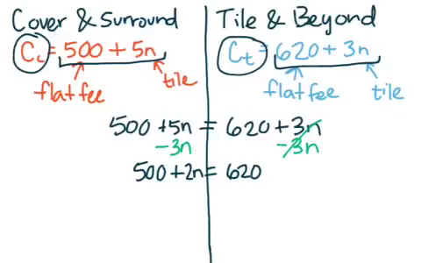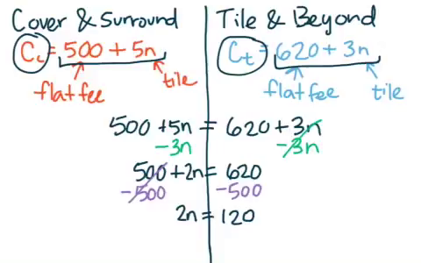So now I got all of my variables on this left side, my 2n now, and I want to move the numbers to the other side, my constants. So I see that this side with the variable has a 500, and I want to move it to the other side. So I have to cancel it out from this side first, which means I'll subtract 500 to cancel that out. And whatever I do to one side, I have to do to the other. So now I have 2n is equal to 120.